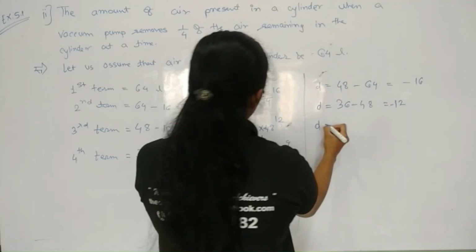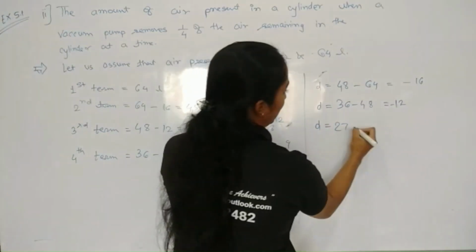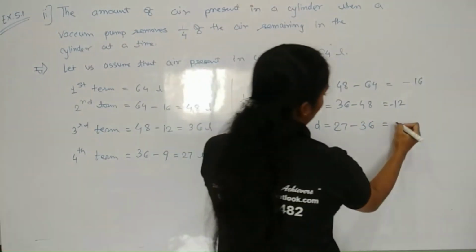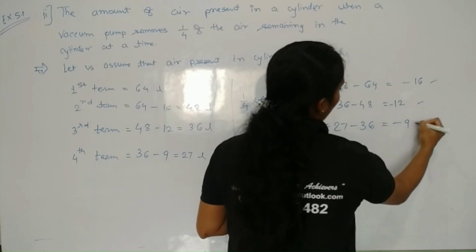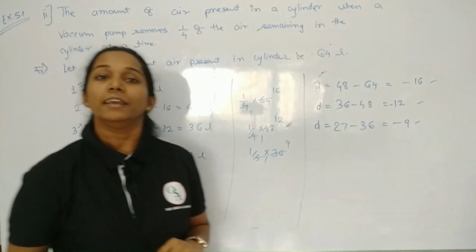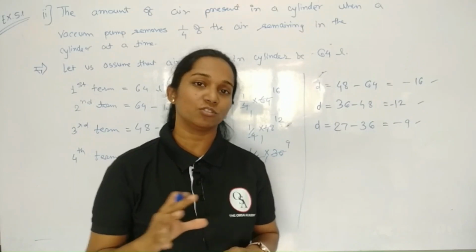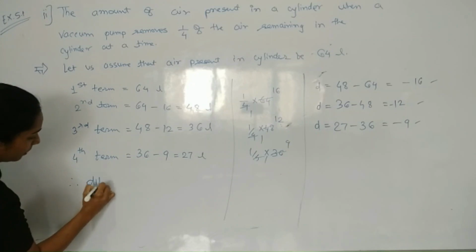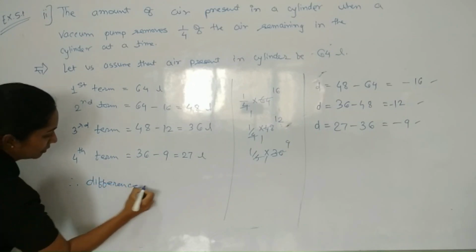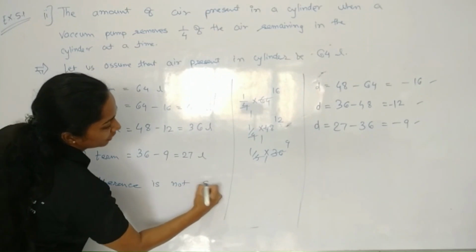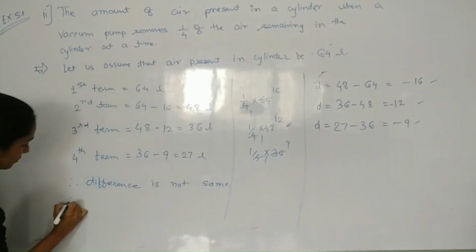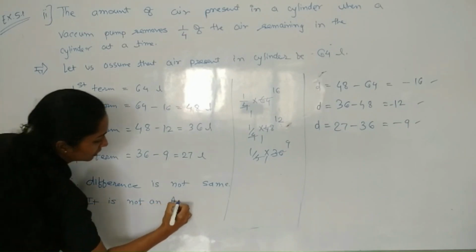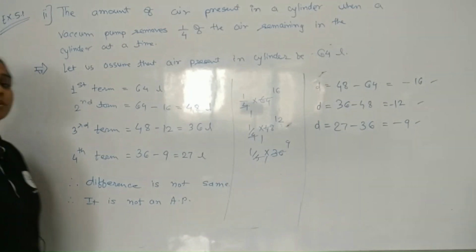Next, the distance again we are going to calculate, and that is nothing but 27 minus 36, which is minus 9. So if you check, all distances are different and hence the difference is not constant, so it is not an AP. Hence, the difference is not the same, so it is not an AP. समझ में आया आप लोगों को?